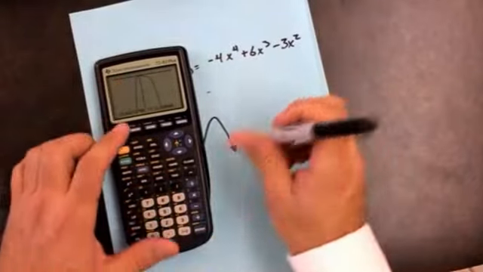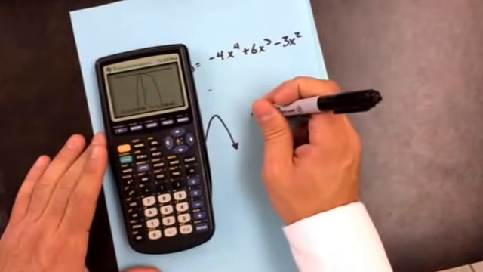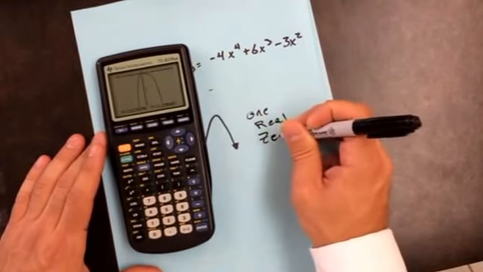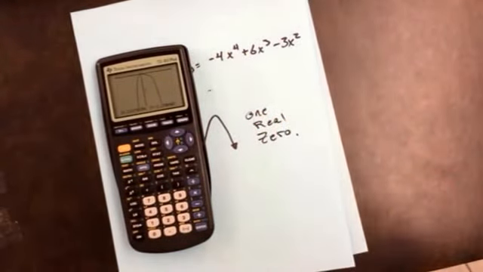It looks like this only has one real zero. It crosses right there. So one real zero. That's it for these guys.